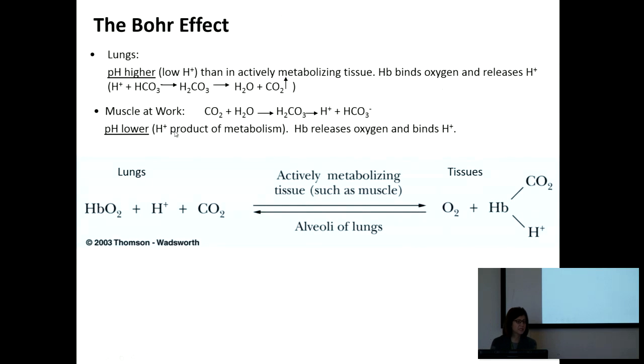Protons are a product of metabolism, as we'll see later. And what happens is it makes working muscles have a very high hydrogen ion concentration. So since there's a high hydrogen ion concentration, those are going to go into the hemoglobin and kick out the oxygen. So then the oxygen's there for our actively metabolizing cells.